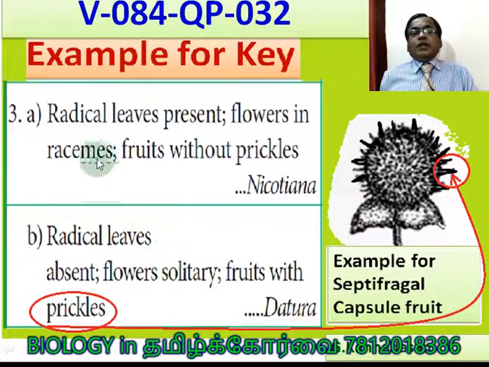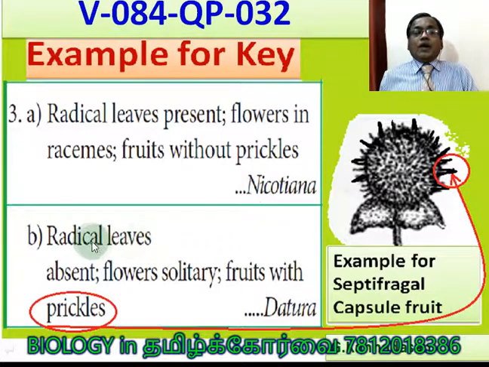Now the third couplet says radical leaves present. Radical leaves means a bunch of leaves arising from the base of the stem. It is already given in our book. Flowers in racemes, meaning in raceme inflorescence, without prickles. Prickles mean the spiny structures. Then it comes under the genus Nicotiana.